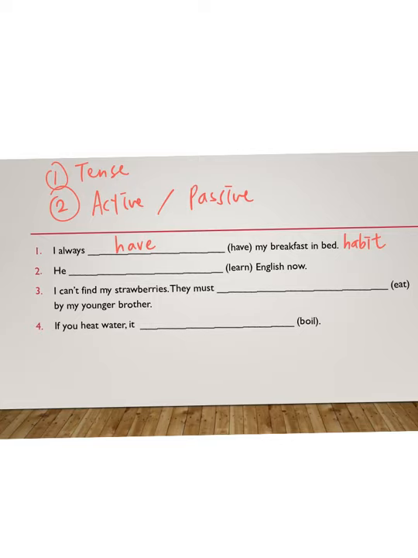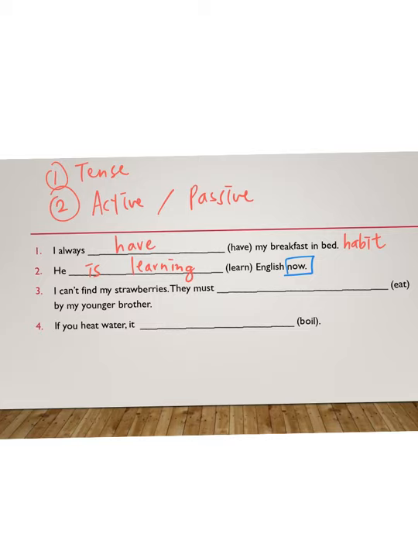Question number 2: he learned English now. You can see the signal word here, now, which means we are talking about an action that is happening right now. That's why we have to use present continuous tense. The subject, he, can do the action, so it's present continuous tense, active voice. The answer becomes: he is learning English now.